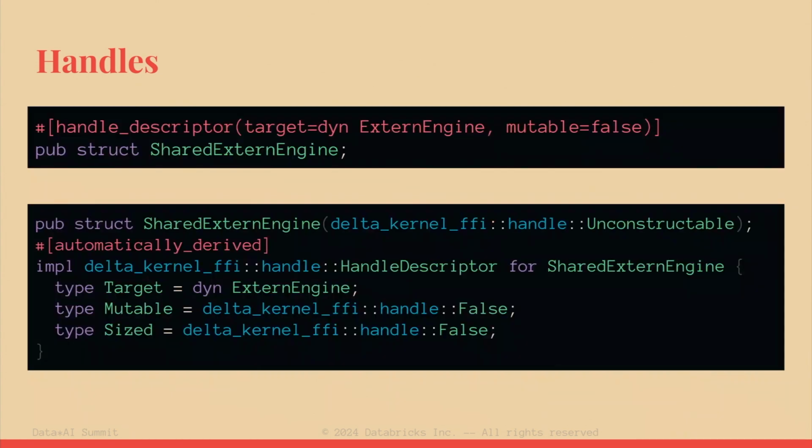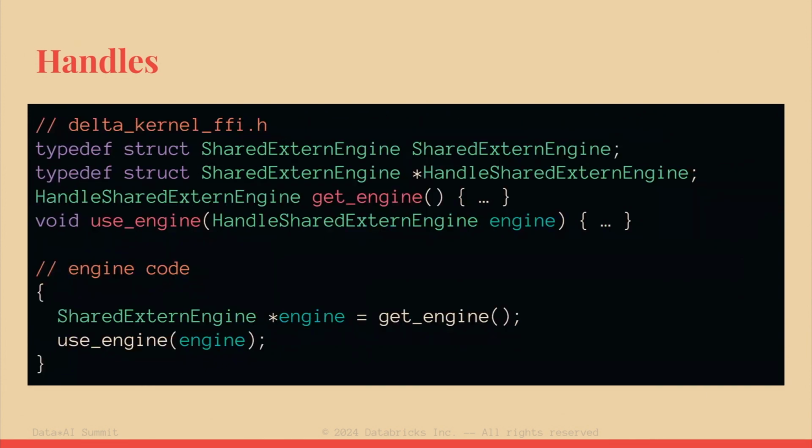You can turn these into handles. I'm not even going to go through the slide, it's too much code. But basically, in your C code, you can get things and use things just as pointers through some typedef. So in the H file, you see the handles get mentioned, and they're typedef'd. But then in your actual engine code, you don't even have to worry about that. You can just say, hey, give me a pointer to this thing called shared extern engine, and then use it. And it all looks very transparent and nice.